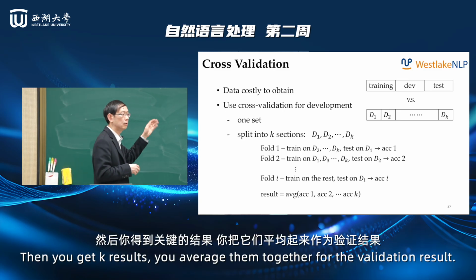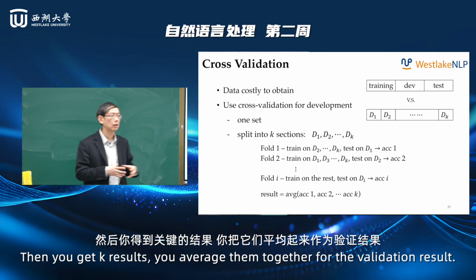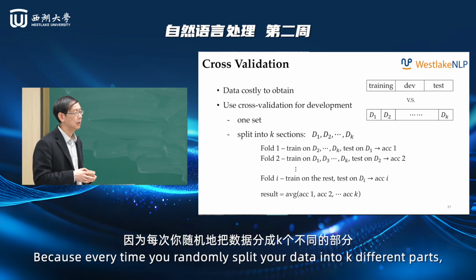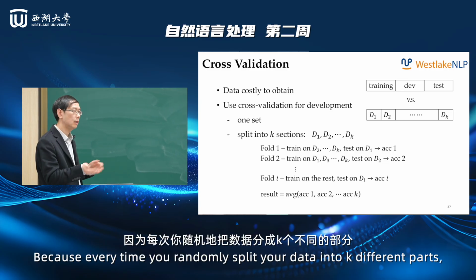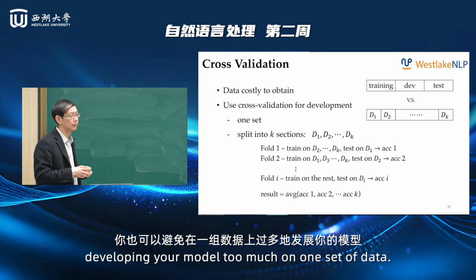Then you get K results. You average them together for the validation results. Because every time you randomly split your data into K different parts, you can also avoid the issue of developing your model too much on one set of data.